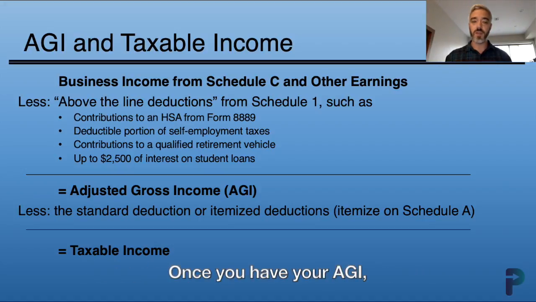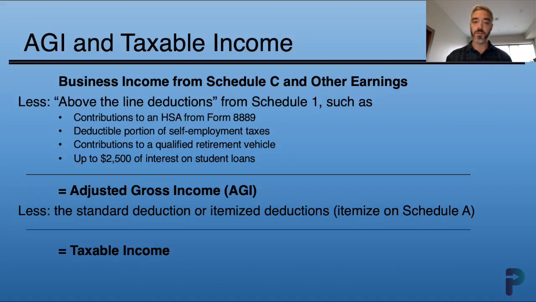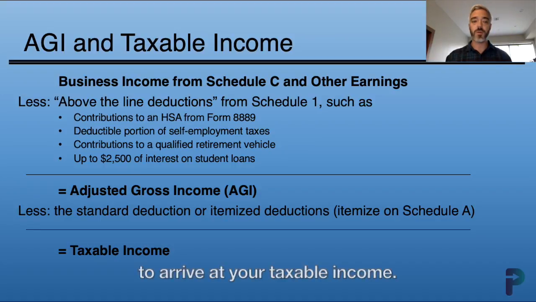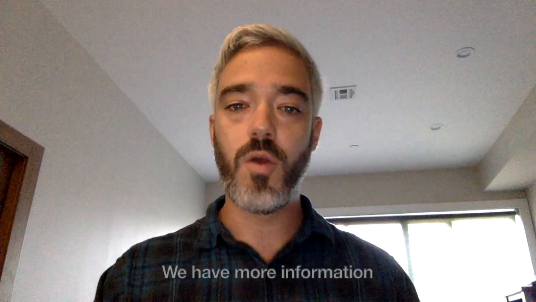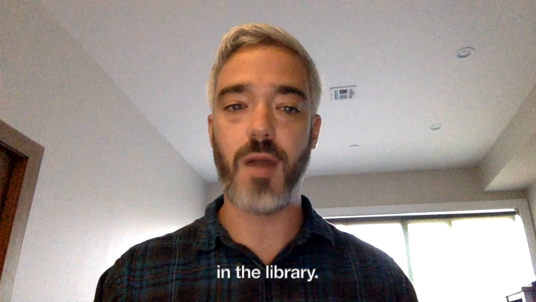Once you have your AGI, then you'll take the standard deduction, or if you itemize your deductions, you reduce your AGI by the itemized deduction from Schedule A to arrive at your taxable income. We have more information on taking the standard deduction versus itemizing in the library.